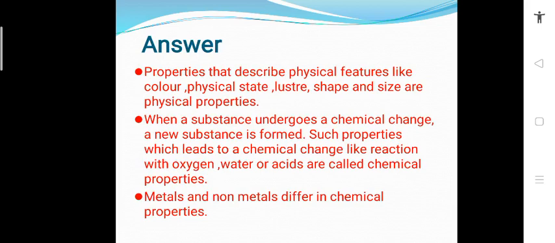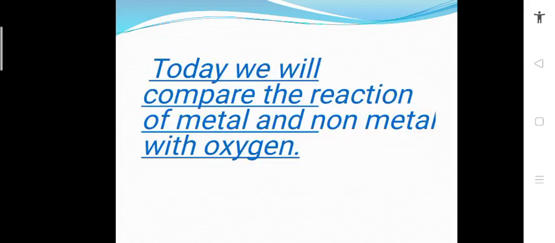Properties that describe physical features like color, physical state, luster, shape and size are physical properties. When a substance undergoes a chemical change, a new substance is formed. Such properties which lead to a chemical change, like reaction with oxygen, water or acids, are called chemical properties. Metals and non-metals differ in chemical properties. Today we will compare the reaction of metals and non-metals with oxygen.